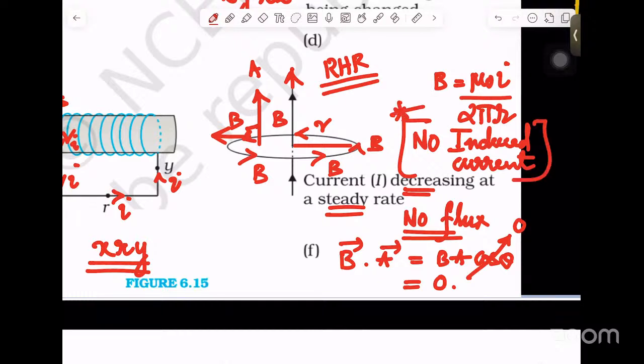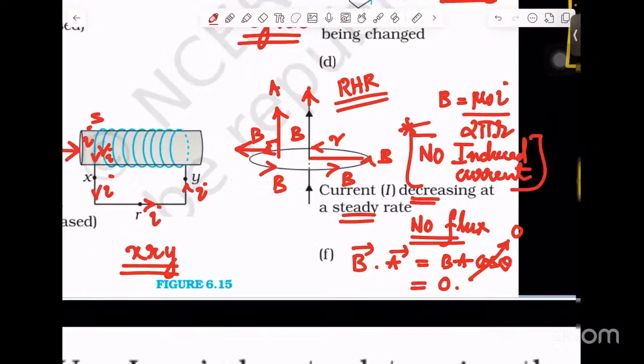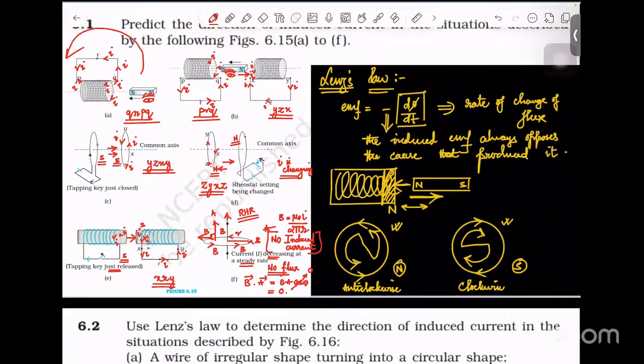So I hope this clears all the six cases. First, we understood what is the Lenz's law, and we saw that north is anti-clockwise sense and south is clockwise sense. And using that, we discussed each of the six cases. So I guess this question is pretty clear to everyone. Okay, so let's move on to the next question.